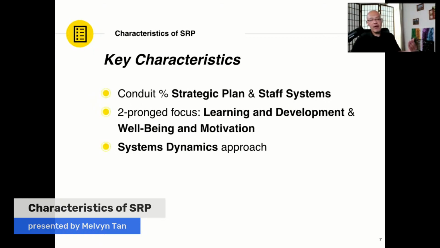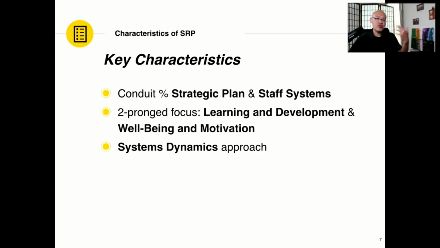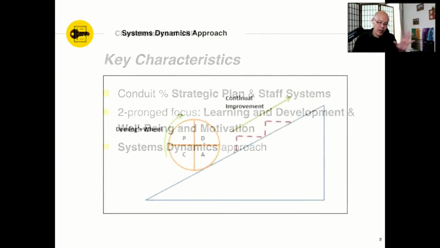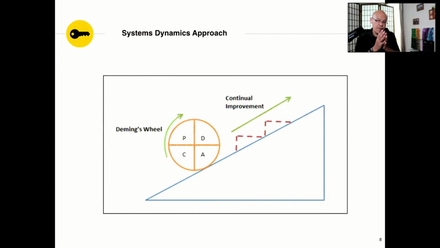So the third characteristic is that, in a good staff resource plan, it has to take what we call a system dynamics approach. Now, what exactly is a system dynamics approach? The best way to think of it is this particular cycle itself. It's called a PDCA cycle, or Deming's wheel.